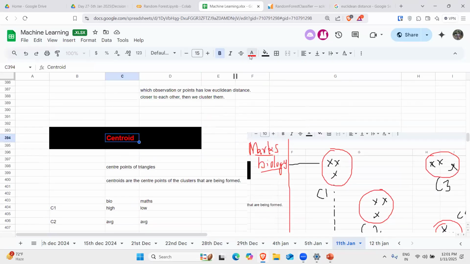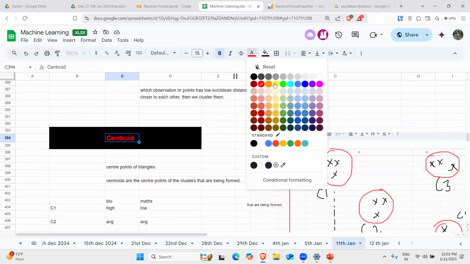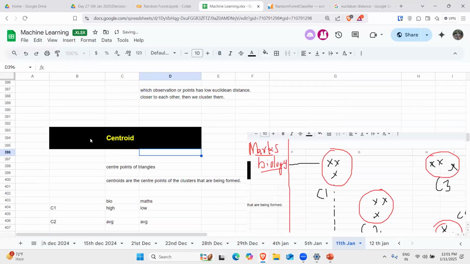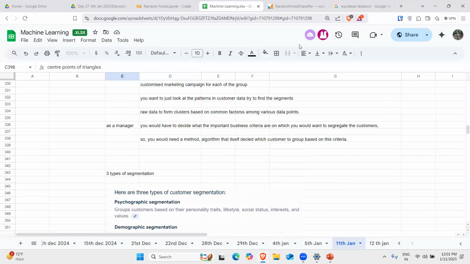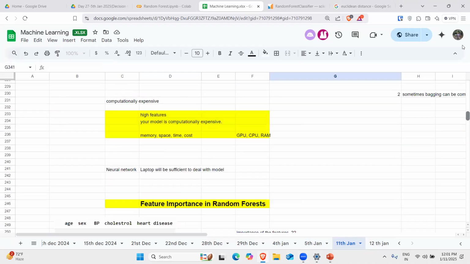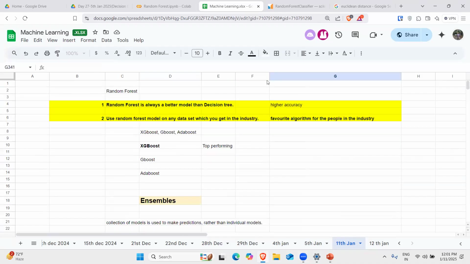So we'll just summarize this. You guys go through this. If you have any questions, you can ask. We'll stop here for the day. Today, we have completed the random forest and we have started the k-means algorithm. Now let us discuss the questions.